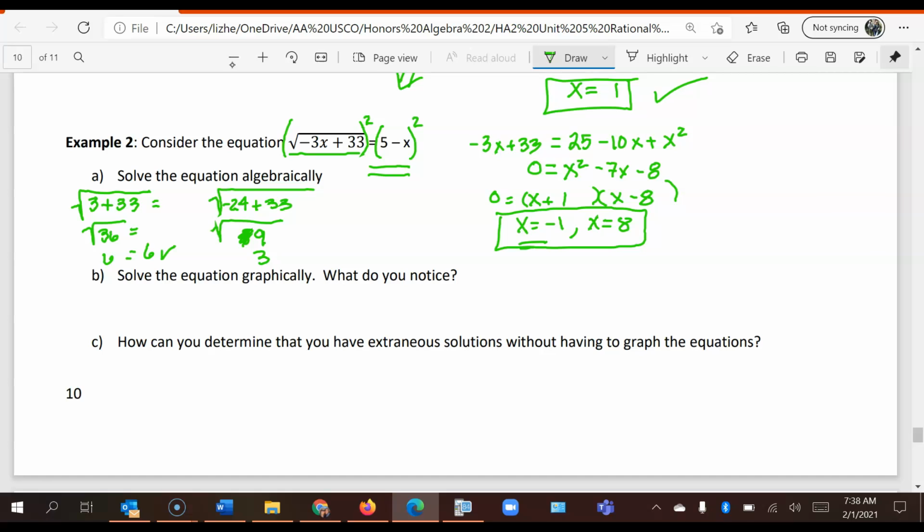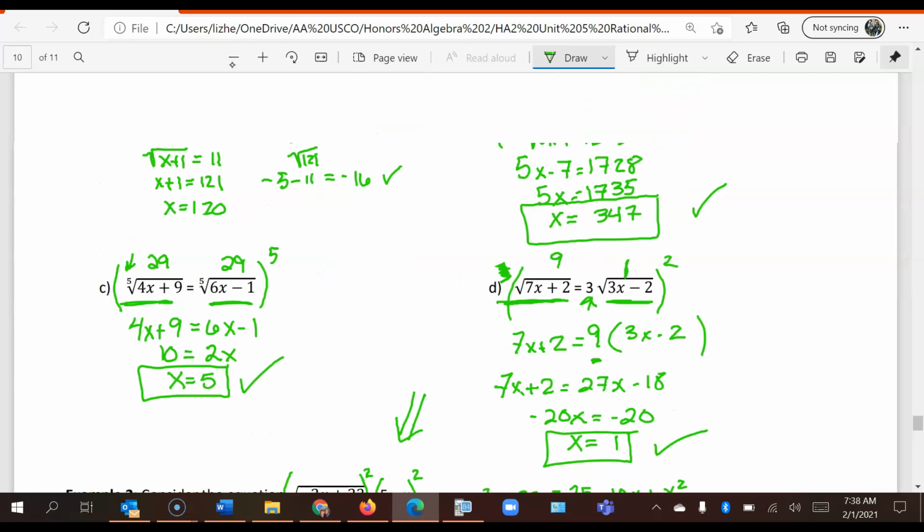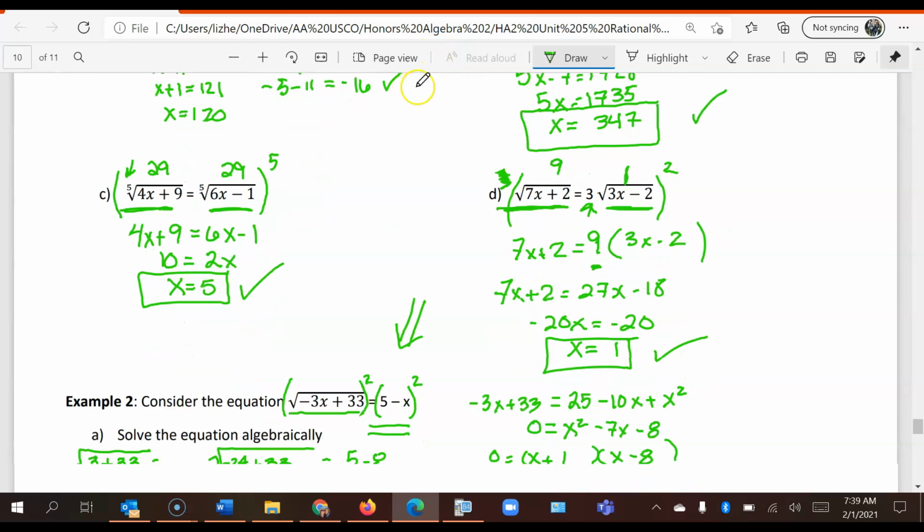But on the right, when I put an 8 in, 5 minus 8 gives me a negative 3. This is not true. This is extraneous. And so we toss that out and we only have one answer. x equals negative 1.